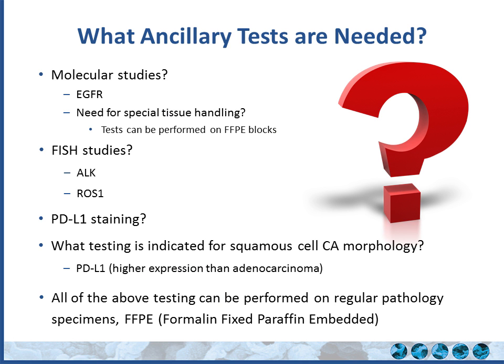Okay, so what ancillary tests are needed at this point? Molecular studies. EGFR, that is the one recommended molecular study. Do we need any special tissue handling? Do we need to do anything special or upfront? No. All the testing can be performed on these paraffin-embedded or formalin-fixed paraffin-embedded tissue blocks, which makes it easy for everybody. FISH studies? Yeah, ALK and ROS1. I should clarify, ALK is absolutely recommended on all advanced adenocarcinoma cases, and ROS1 is recommended by the NCCN, okay?